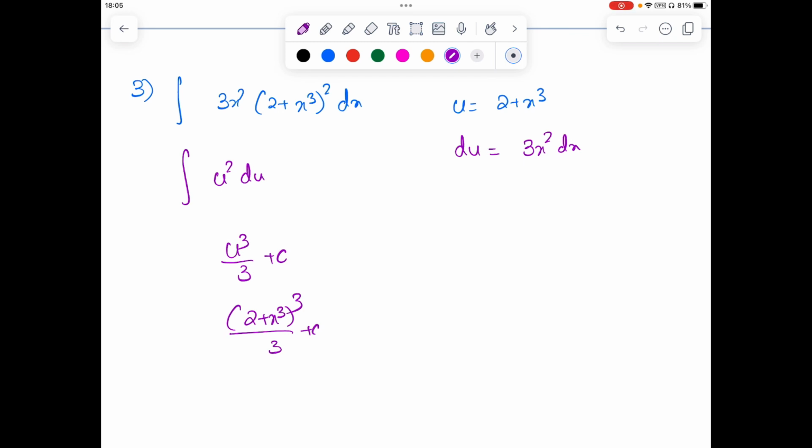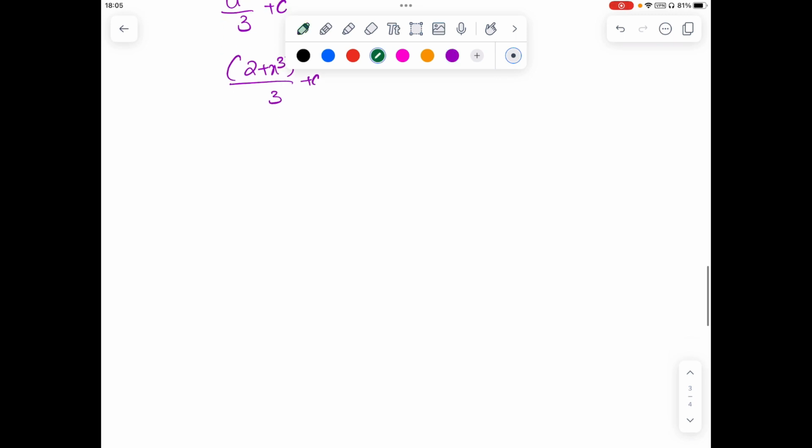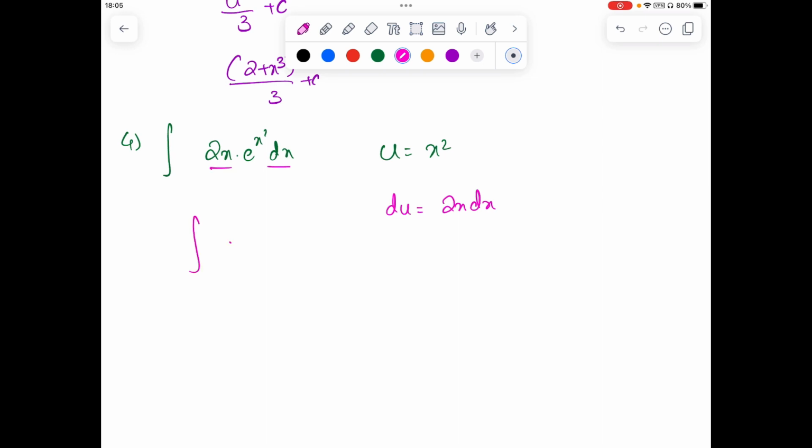Now going to question number 4. Integral of 2x e power x square dx, and the substitution is u equals x square. So du equals the derivative of x square, which is 2x dx. So 2x and dx will become du. So e power u du. The integral of e power u is e power u. So therefore it becomes e power x square plus c.